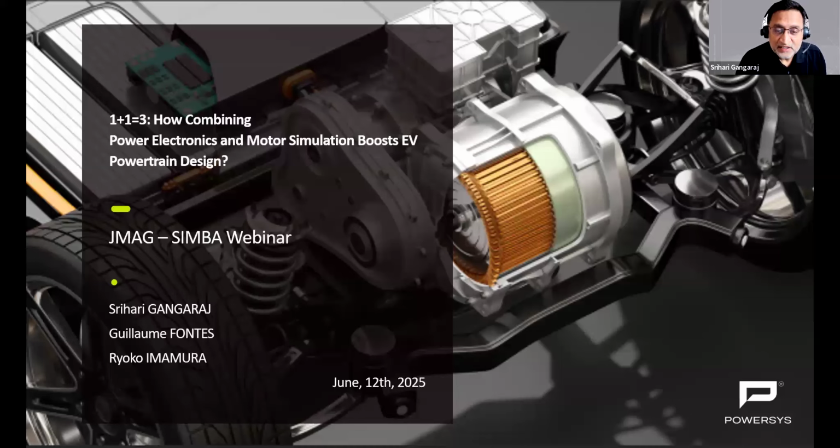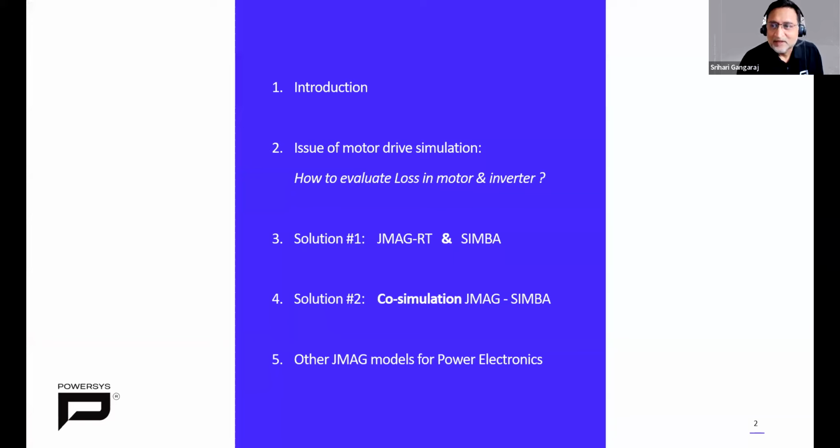Before we dive into the presentation, I would like to take a moment to highlight why this topic matters and give you some background about this. Next slide, please. So this is our agenda for today. We will start off with a quick overview and show you what we will cover in this session. Then we will discuss the core issue in electric vehicle drive simulation, how to evaluate loss with both motor and inverter. We will explore two methods of modeling the motor and inverter system. And finally, we will touch on other electromagnetic models that support different power electronic simulation workflows. In the end, we will also have time for question and answer.